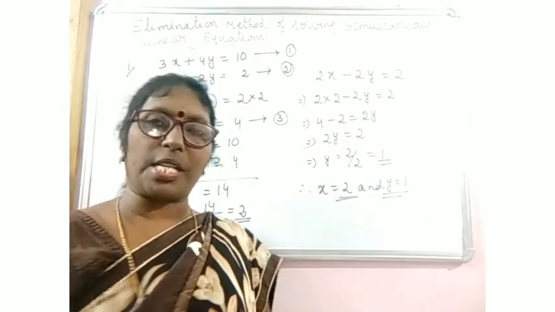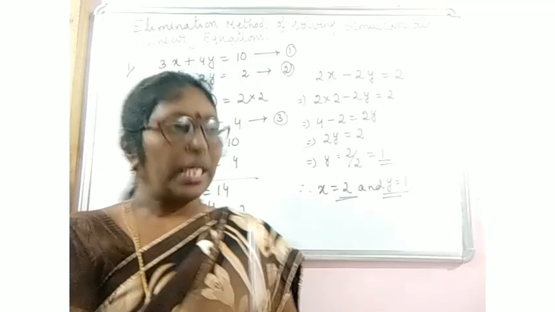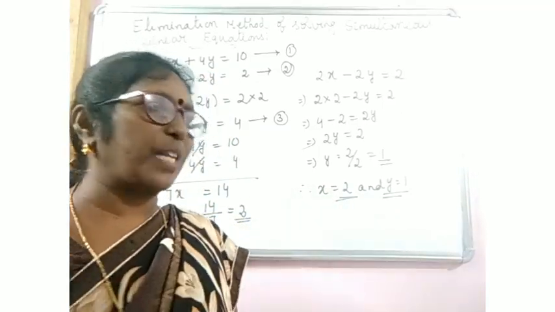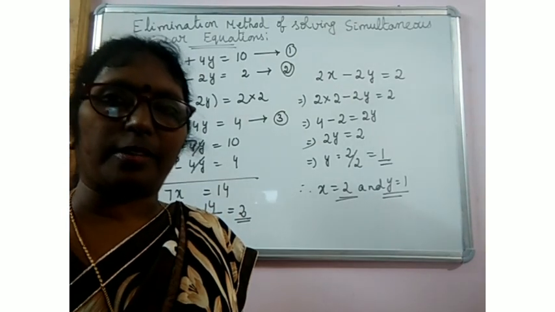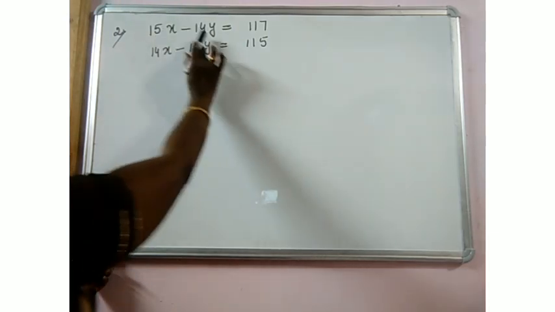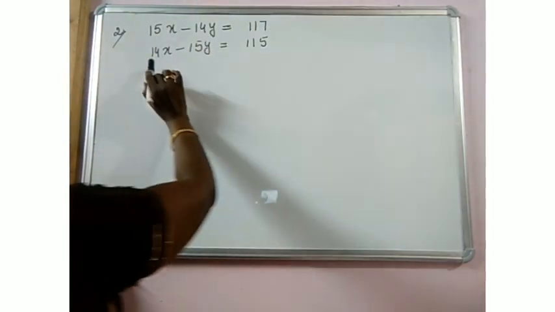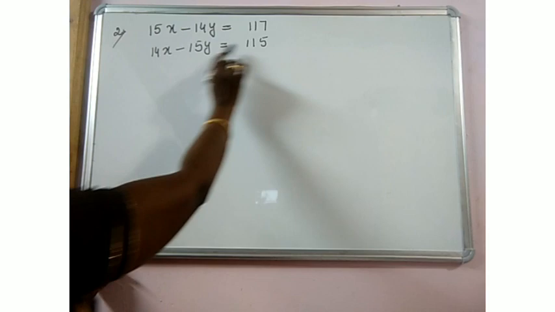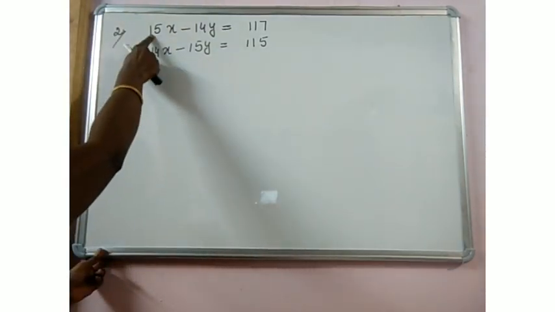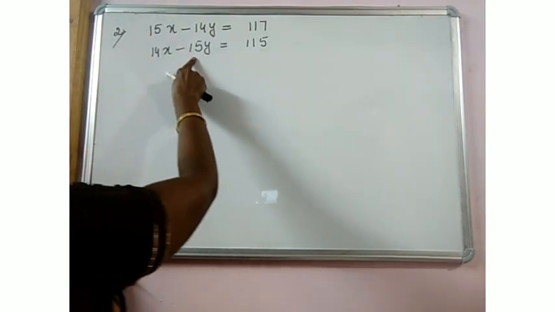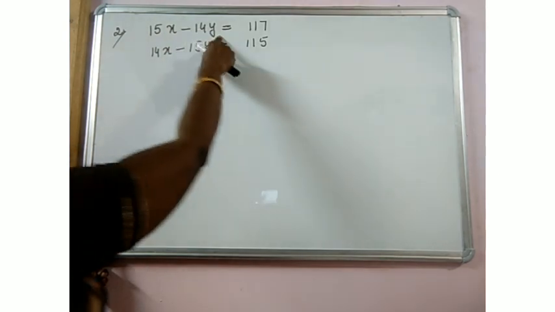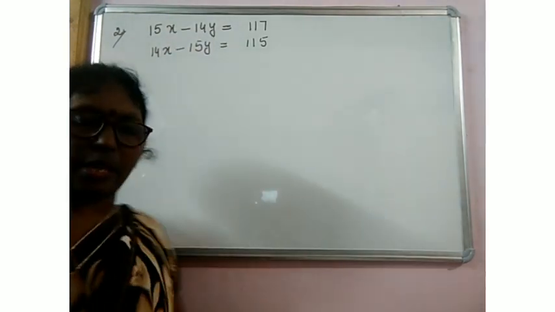Okay. That was the first question, a very simple one I did for you. Now the next question I am going to do is a little complicated, and of a different variety also. Your next question is 15x - 14y = 170, 14x - 15y = 150. You see, children, here the coefficient of x is the same as the coefficient of y in the next equation. The coefficient of x in the second equation is the coefficient of y in the first equation.